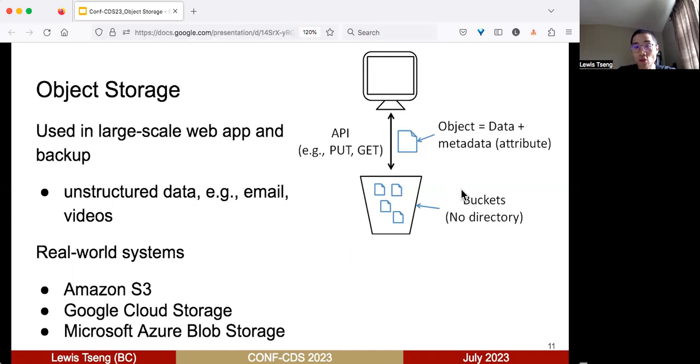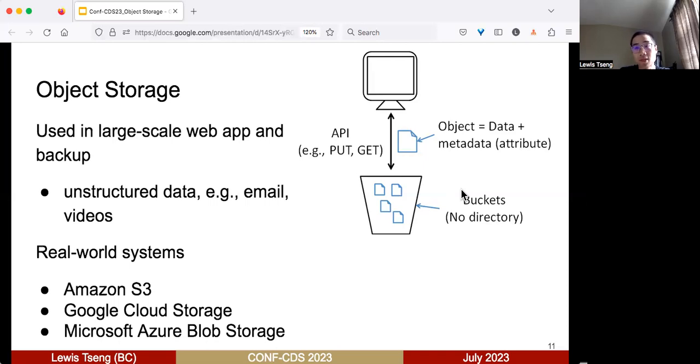Large-scale web applications, backups, gaming applications, and machine learning all use this kind of object storage. The reason is that nowadays we produce tons of unstructured data, like your email, video, Facebook posts, Instagram images, all those things. They are object data because they don't really relate to each other. And in real systems, industry uses object storage to store and even process this kind of data.